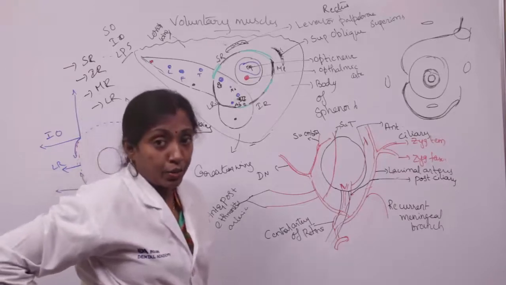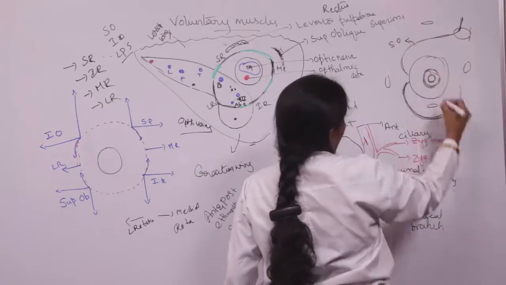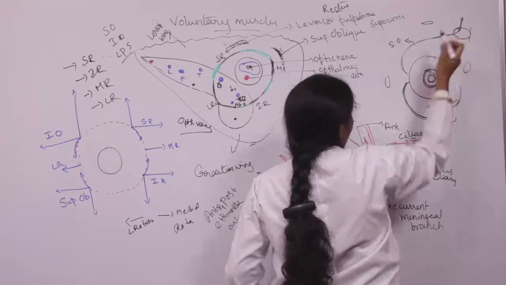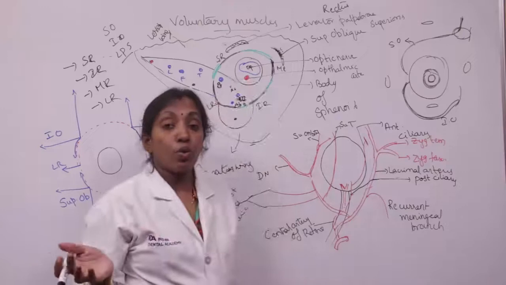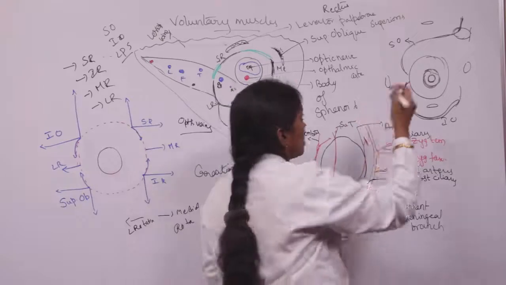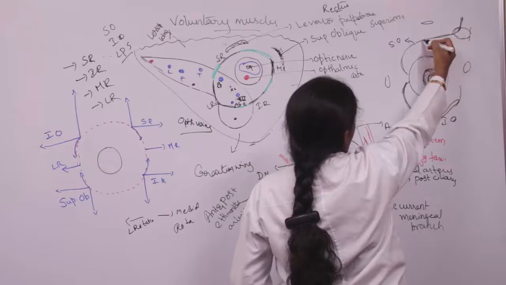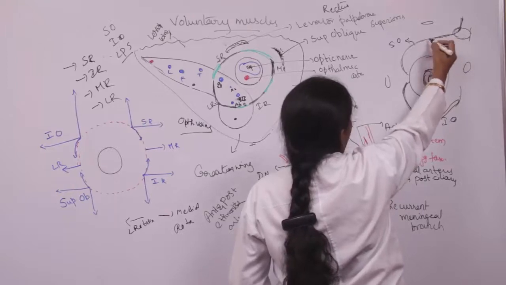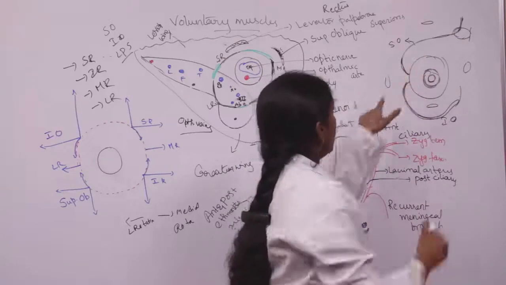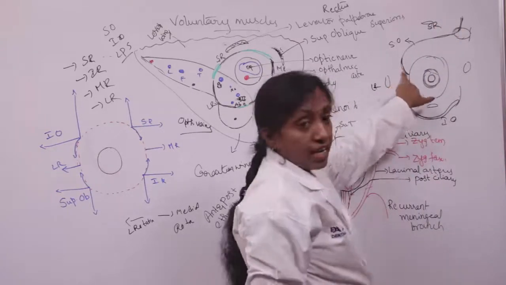All recti muscles are inserted to the sclera of the eyeball, and here this is the superior oblique muscle, and this is the inferior oblique muscle. The superior oblique muscle is held by a fibrous pulley. We know that the orbital fascia sends an expansion to hold the fibrous pulley of the superior oblique muscle. The superior oblique muscle runs downwards and laterally, and gets inserted into the sclera between the superior rectus and lateral rectus. This is the superior rectus and this is the lateral rectus.